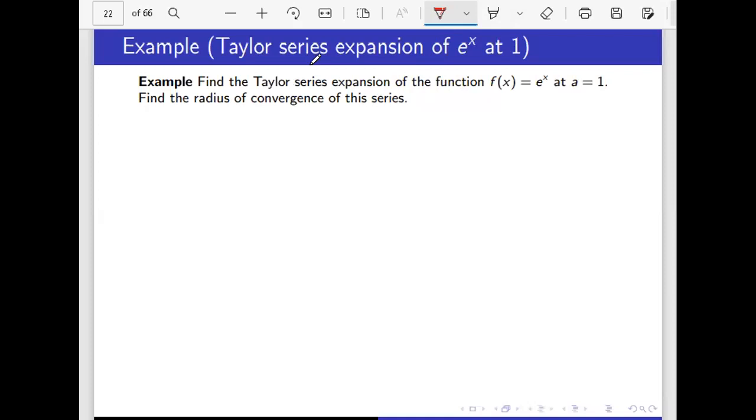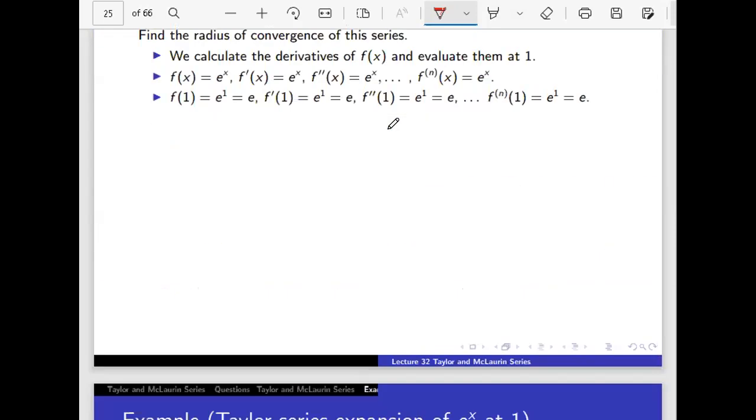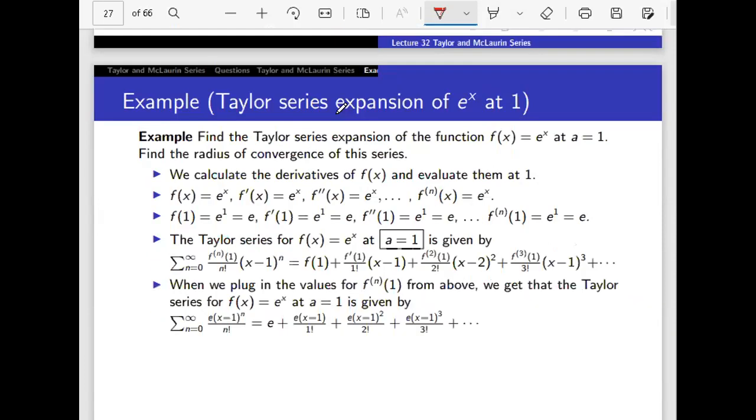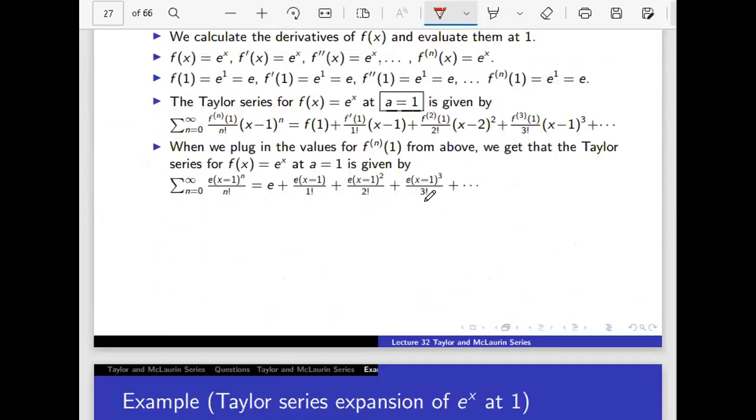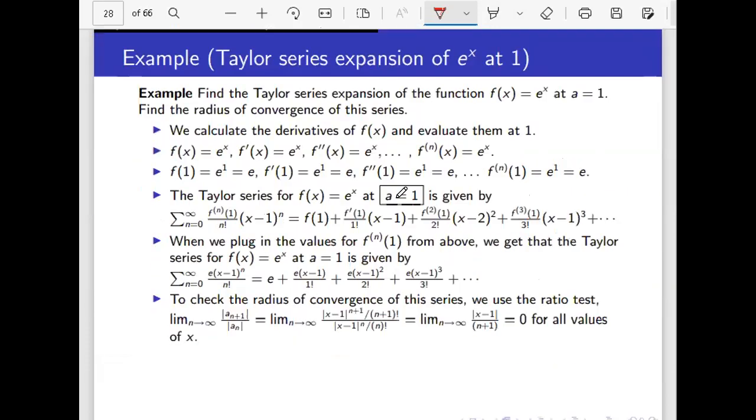All right, this one here. So you can find the Taylor expansion of the exponential around 1 as well. You can find that around 1, this one here. So this is the Taylor expansion of the exponential around 1.